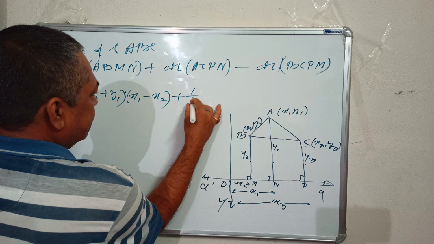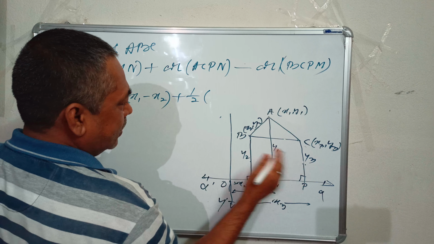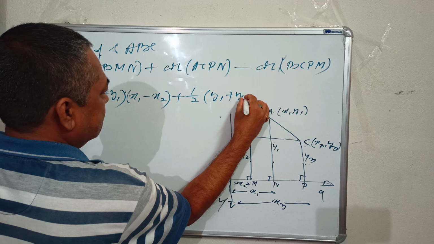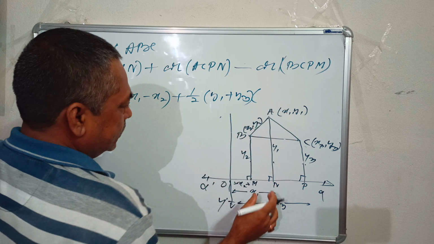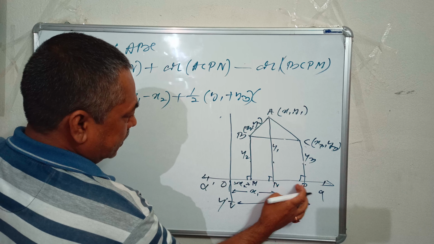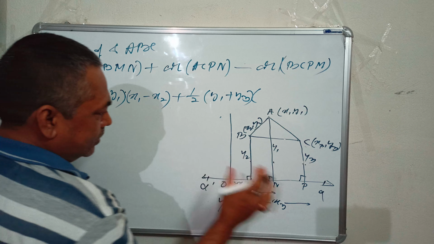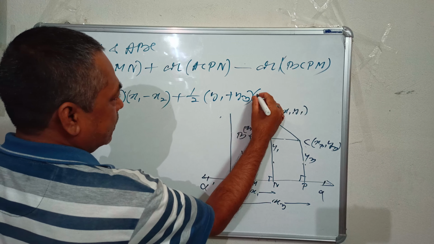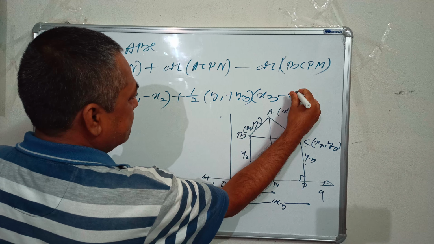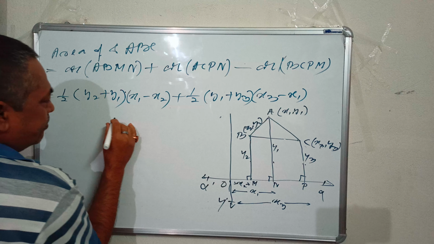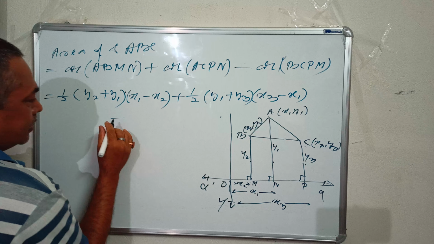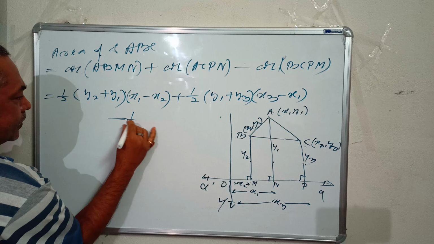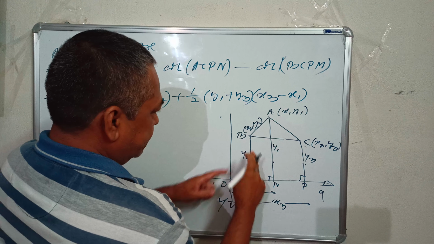Again, half into the sum of the parallel sides, which means y1 plus y3, into the distance between them, that is PN. PN means x3 minus x1. Then minus the area of this one.